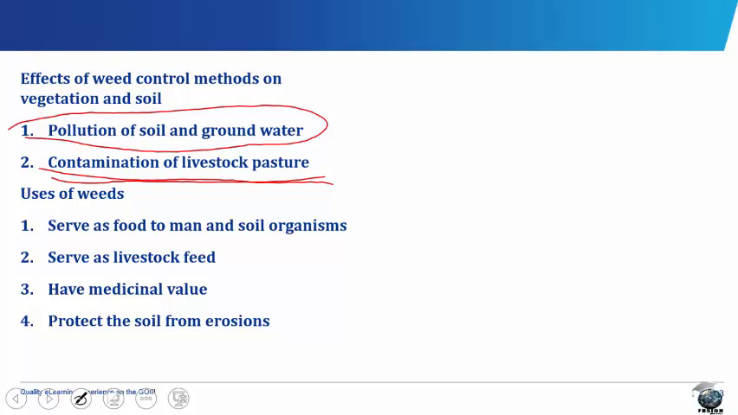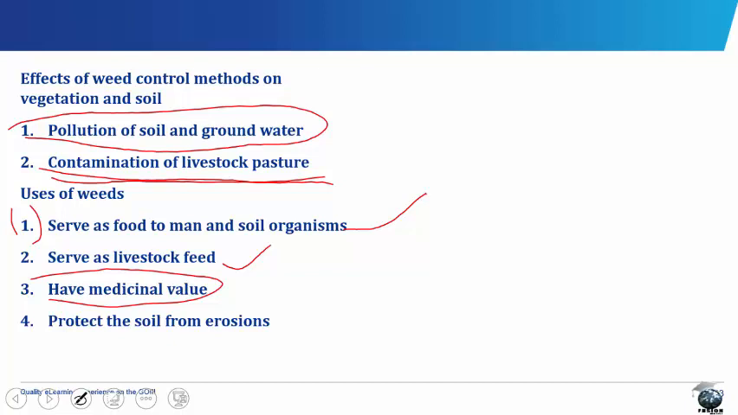Uses of weeds include: 1. They serve as food to man and soil organisms, in that they help to maintain diversity and balance in the ecosystem. They also serve as livestock feed. For example, the Centrosema, the Panicum, etc. serve as livestock feed. Some weeds, such as the Imperata cylindrica, have medicinal value and so are used in traditional medicine.